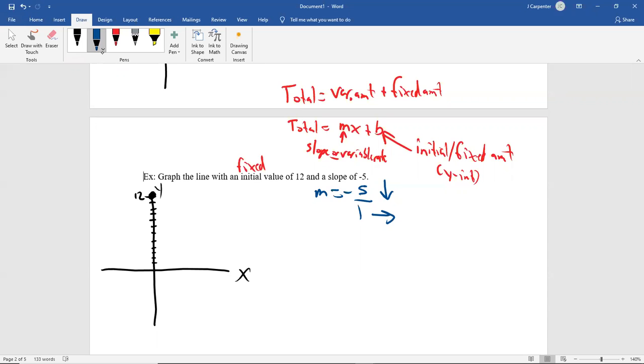So when you go right 1, so this will be us going right 1, and then down 5. So from 12, we're at 11, 10, 9, 8, 7. And there's our second point. And this line would represent at any point in time how many glasses we have. So 1 year in, we got 7. If you want to know how many glasses you have 2 years in, you can use the slope and go right 1 and down 5, and you could tell that 2 years in, we would have 2 glasses remaining.